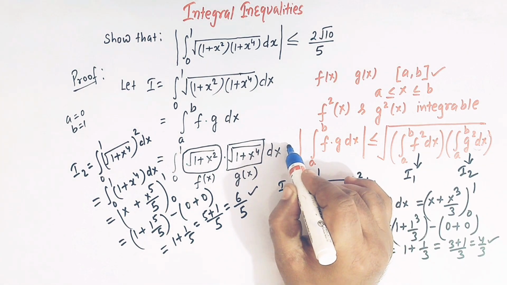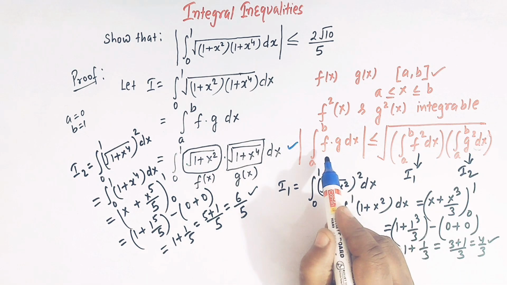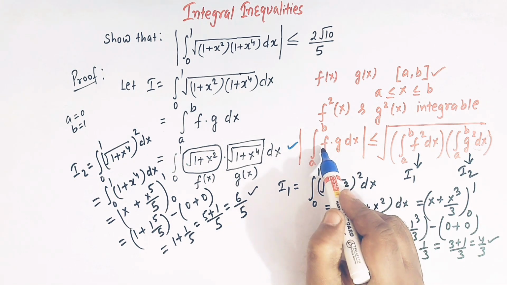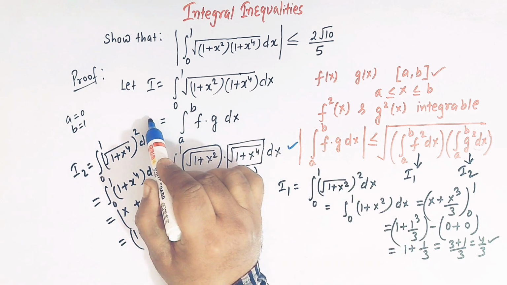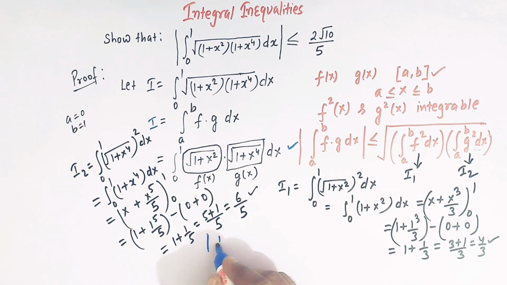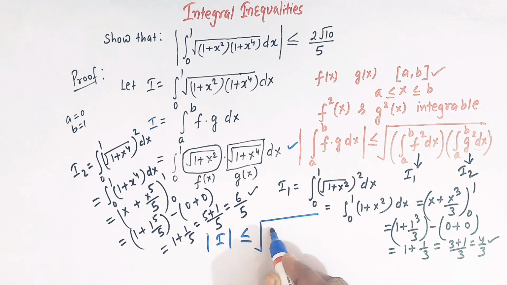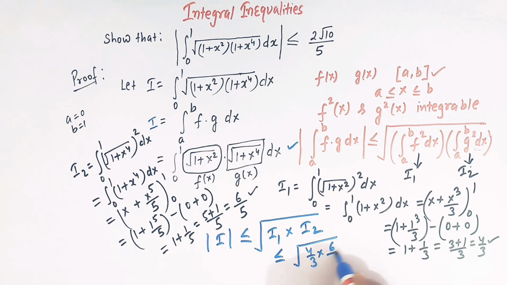So now this Cauchy-Schwarz inequality assumes the form, if we take this integral a to b f g dx as I, because I is our integral, so we have mod of I less than or equal to the square root of I1 times I2. Right, so I1 is 4 over 3, I2 is 6 over 5.